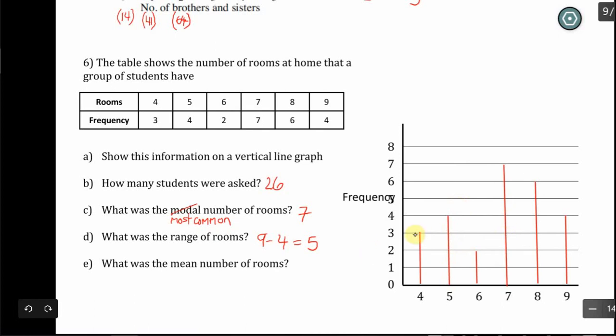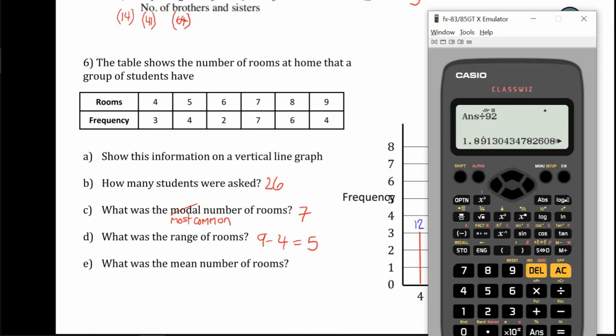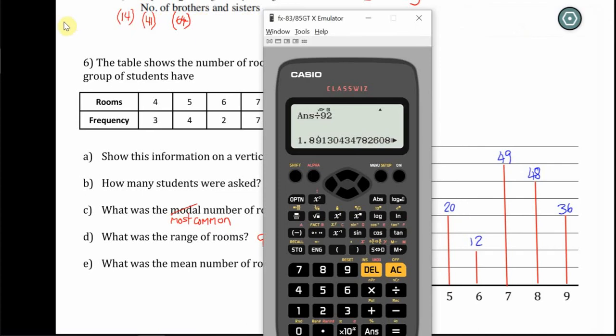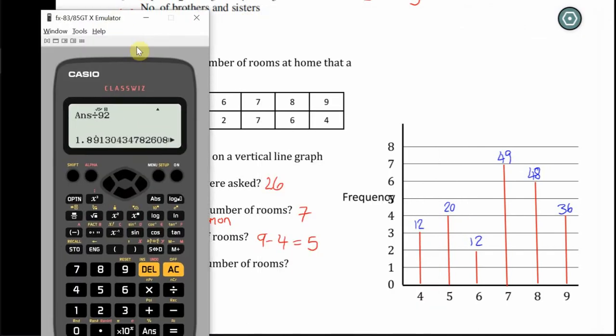So if 3 people have 4 rooms, that's 12 rooms. 4 people have 5 rooms, so that's 20 rooms. 2 people have 6 rooms, so that's 12. 7 have 7, so that's 49. 6 have 8, so that's 48. And 4 people have 9 rooms, so that's 36. So, total number of rooms. 12 plus 20 plus 12 plus 49 plus 48 plus 36. 177 rooms.